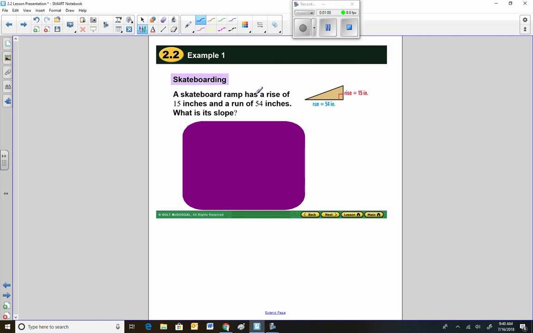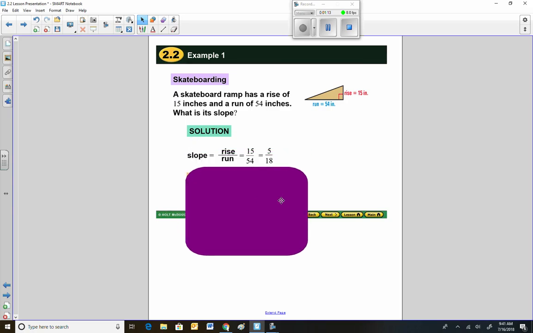And let's take a look. A skateboard ramp has a rise of 15 inches and a run of 54 inches. What is its slope? Rise over run. So we would take the 15 for the rise and place it over the 54. So we have 15 over 54, which simplifies to 5 over 18.